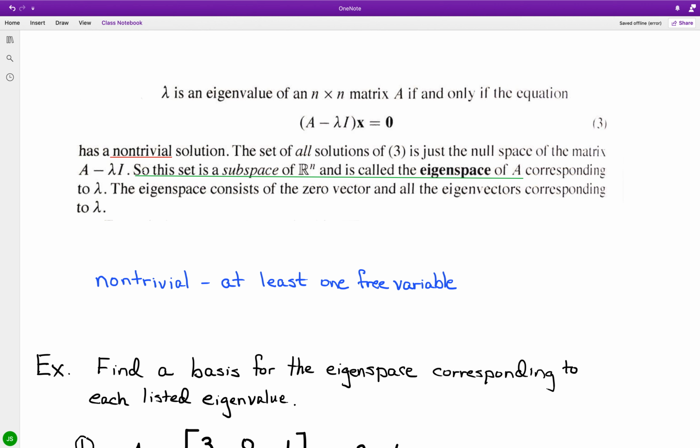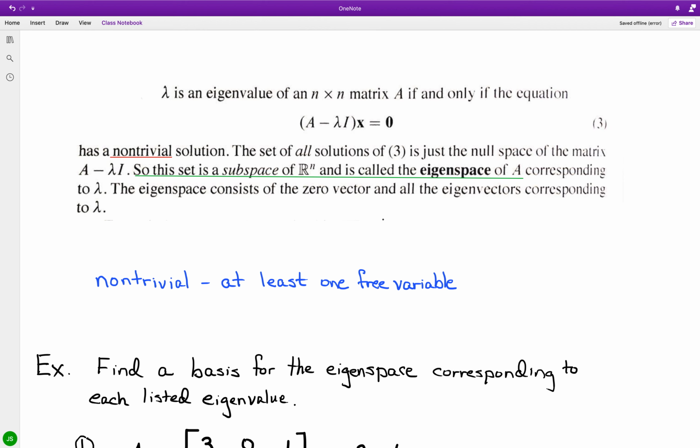Okay, for the crossover going from just eigenvalues to eigenspaces, lambda is an eigenvalue of a square n by n matrix A if and only if the equation (A minus lambda I) times x equals 0 has a non-trivial solution. Non-trivial means at least one free variable. The set of all solutions to this equation is just the null space of the matrix A minus lambda I.